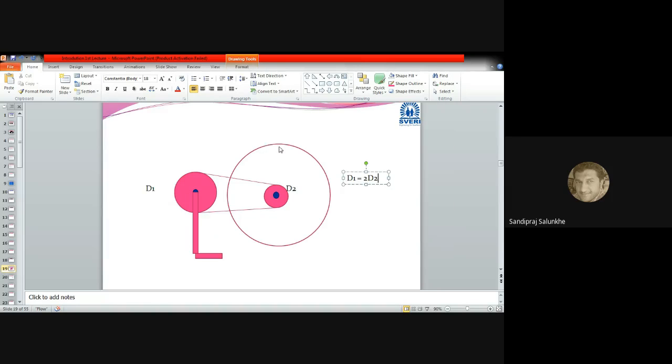Then what will happen to this bigger wheel, which is directly connected to the smaller wheel? Am I right? How many revolutions will it rotate? D1 is rotating 1 revolution, suppose. Then D2 will rotate 2 revolutions.